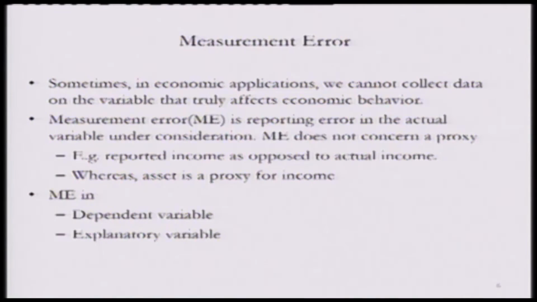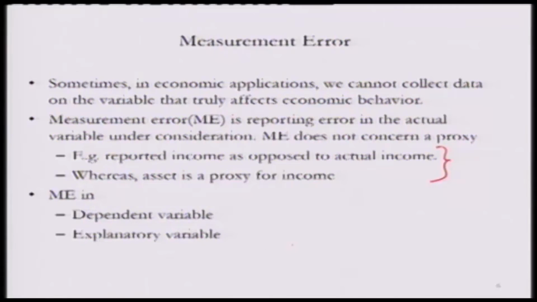Typically what happens is, sometimes in economic applications we cannot collect data on the variable that truly affects economic behavior. Measurement error is reporting error in the actual variable under consideration. Measurement error does not concern a proxy. For instance, reported income as opposed to actual income would be a case of measurement error, whereas assets are a proxy for income. These are just approximate examples to understand the difference between proxy and measurement error, but typically it is very difficult to distinguish between the two.